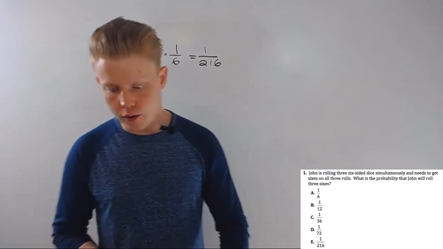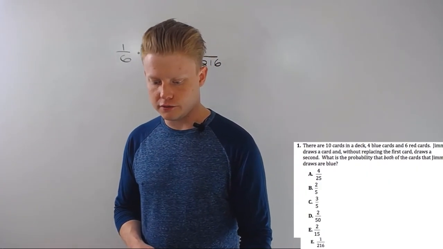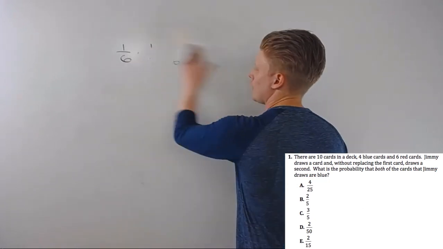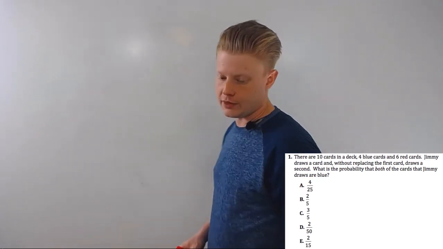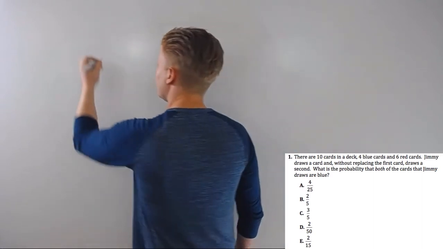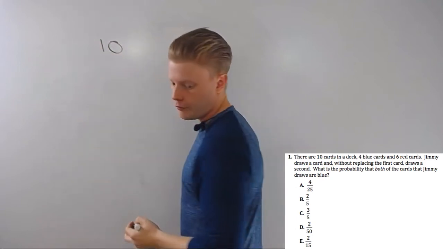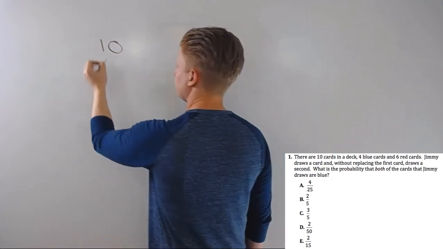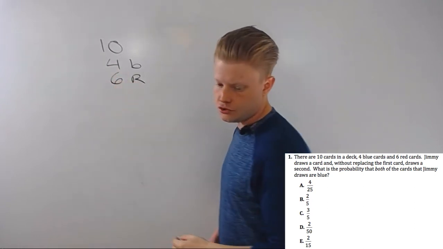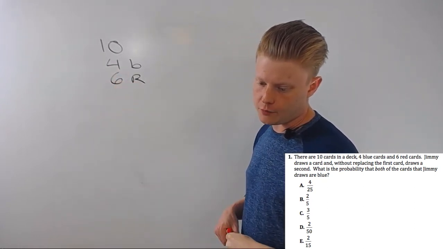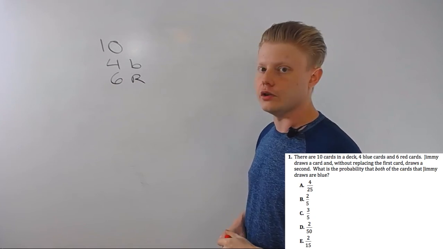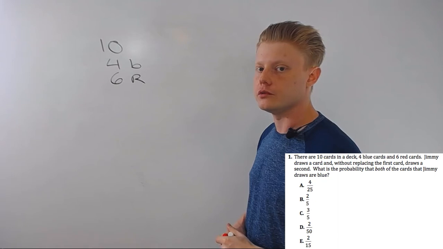So the other way this works is dependent probability. You'll see I put a new question in the bottom corner. There are 10 cards in a deck. 4 of them are blue and 6 of them are red. Jimmy draws a card and then without replacing draws a second. What is the likelihood that he draws 2 blues?